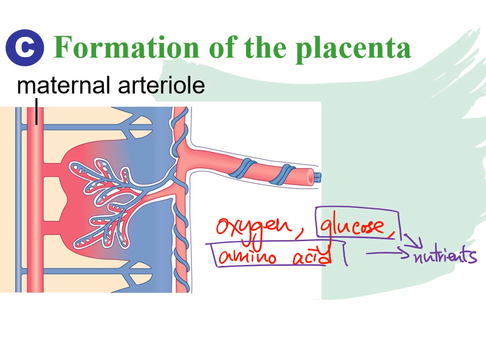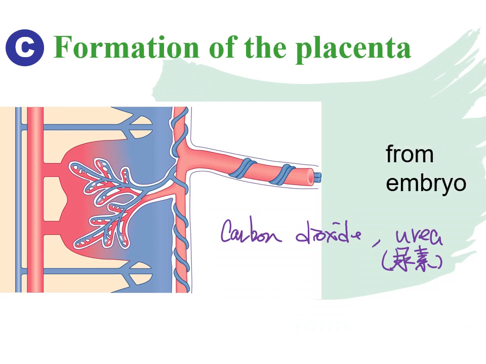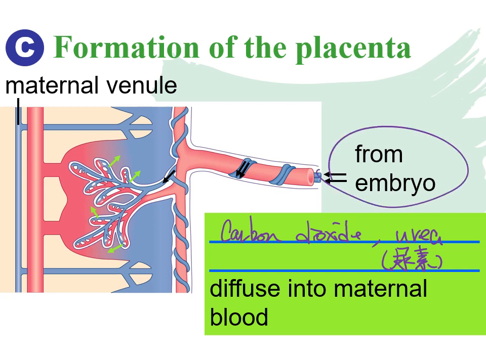Important nutrients such as glucose, amino acid, etc., they will diffuse from the maternal blood together with oxygen to the embryo for growth and development. While for the waste, such as carbon dioxide and urea from the embryo, they will diffuse into the maternal blood and remove them from the baby's body.